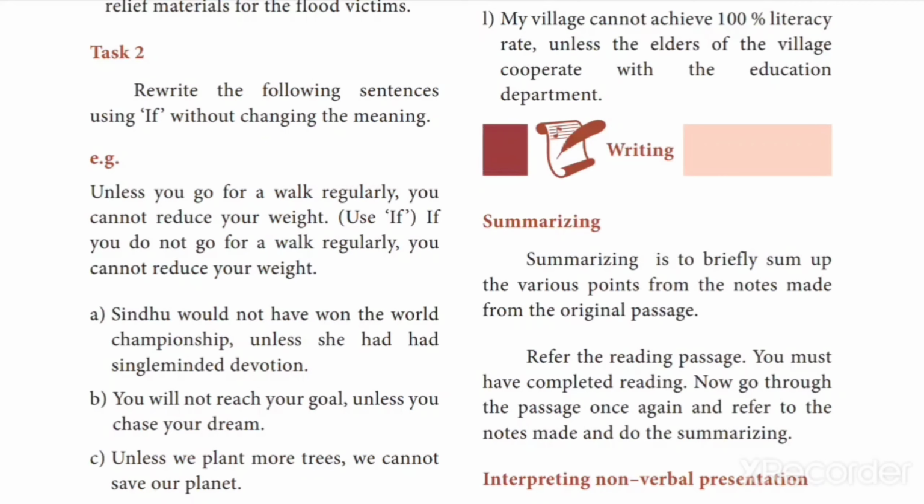Coming to C. Unless we plant more trees, we cannot save our planet. Okay. Here we are going to replace unless with if, and the verb here is plant, which is in present simple, that has to be converted into negative one. So now the answer is, if we do not plant, this is the change. If we do not plant more trees, we cannot save our planet.